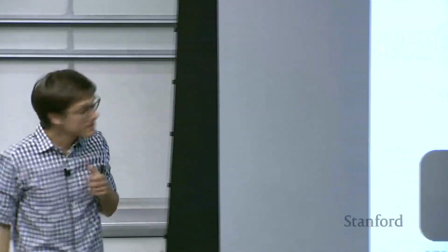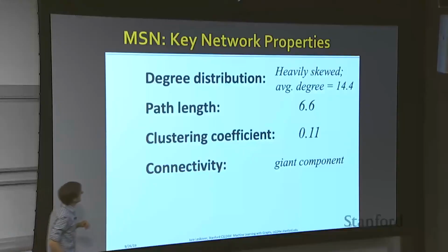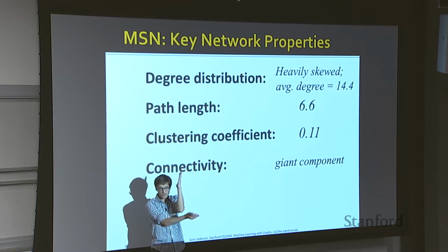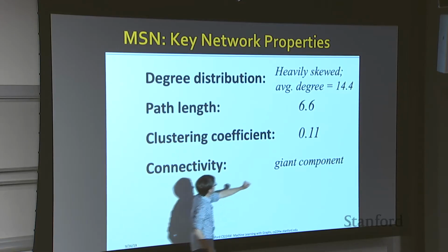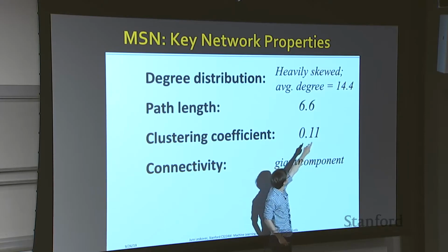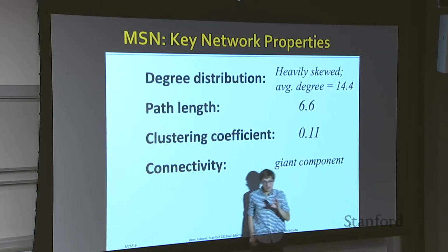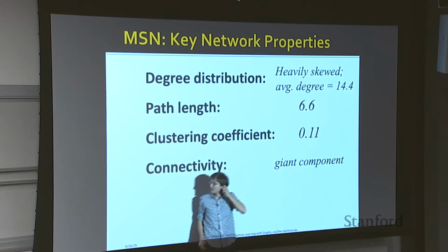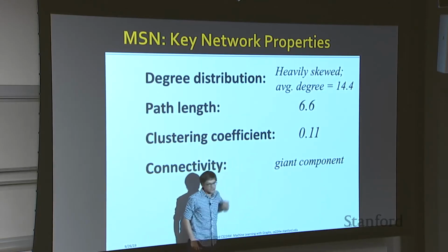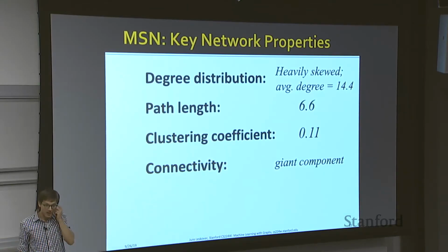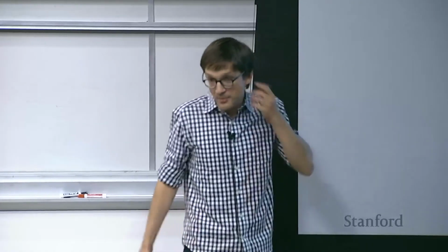Okay? So let's just summarize. What did we learn? We learned that the degree distribution has this weird kind of axis-aligned shape, and we have about 200 million nodes, 1.3 billion edges. So the average degree is around 14. The average shortest path length is 6.6. Clustering coefficient is 0.11. And the graph is connected. We have this giant connected component.